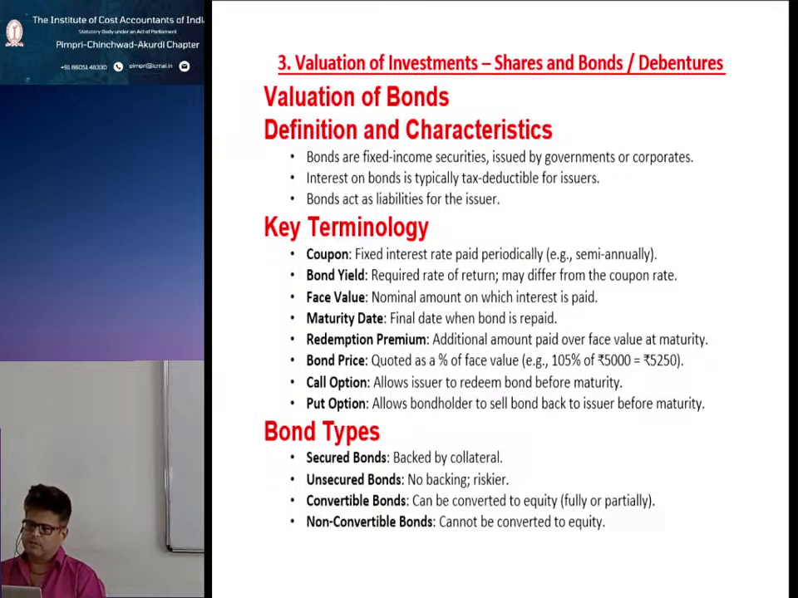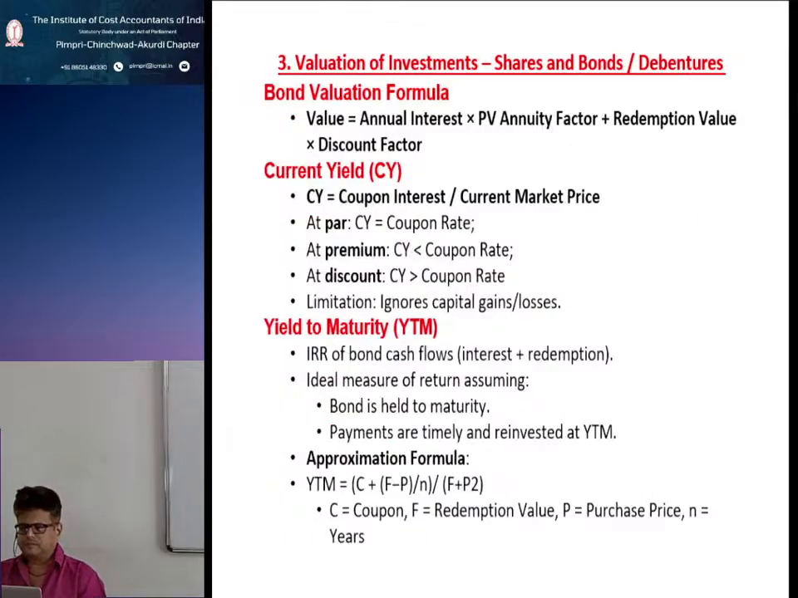Secured bonds are backed by collateral, while unsecured bonds have no backing and hence are riskier. Convertible bonds can be converted into equity fully or partially. Non-convertible bonds cannot be converted into equity. Then we saw the bond valuation formula, which is value equal to actual annual interest times the present value of annuity factor plus redemption value times the discount factor.